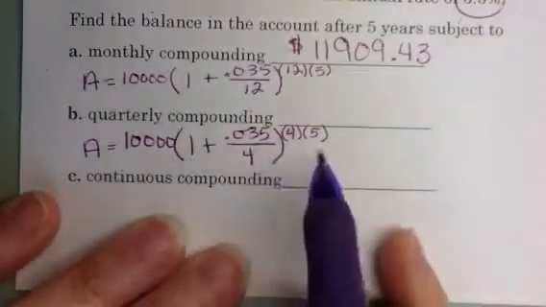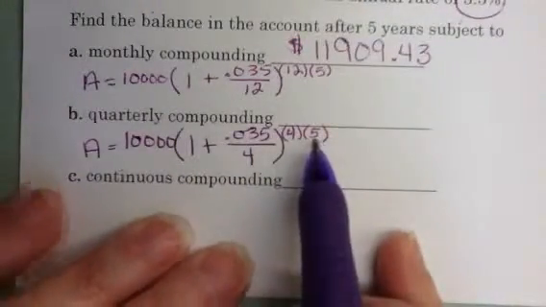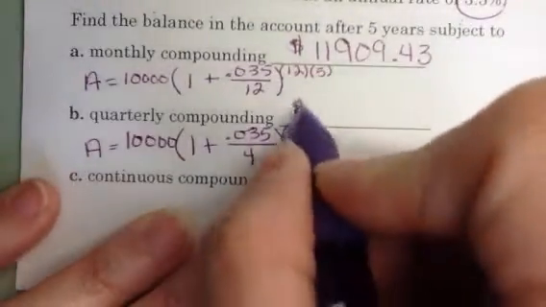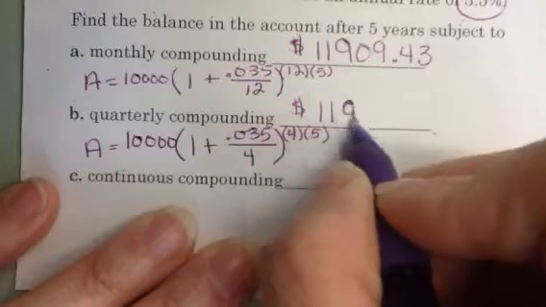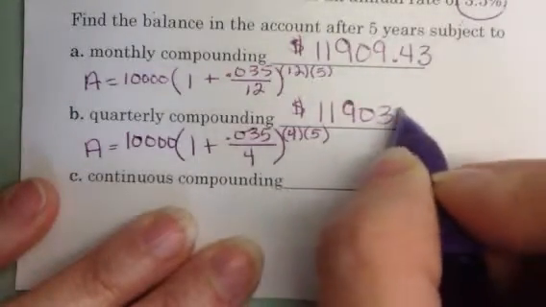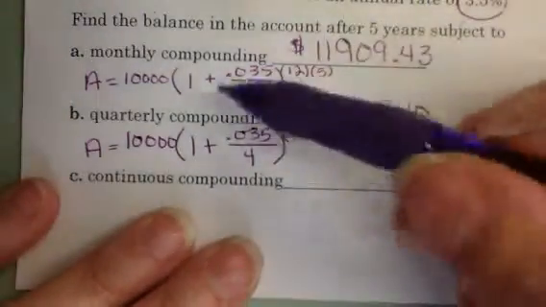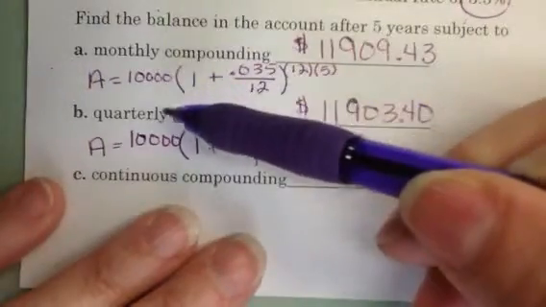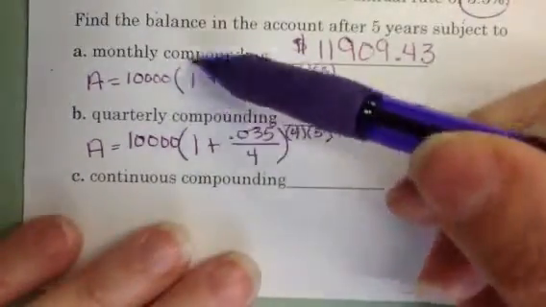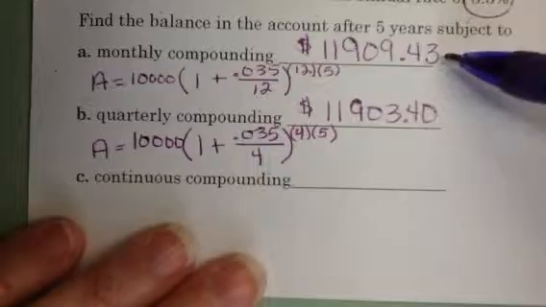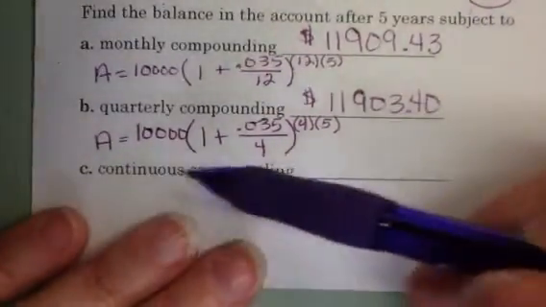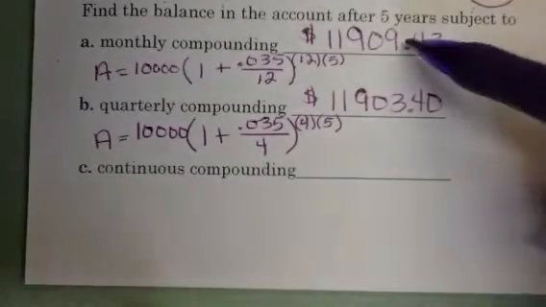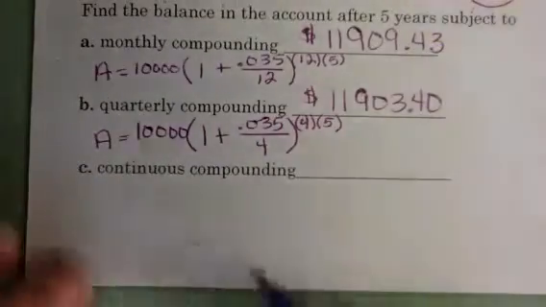Type that in your calculator, and again, you might want to go ahead and multiply that and put that in as a 20, and you should get $11,903.40. So you see, monthly is compounding more than quarterly. So you're going to end up with more money the more often you compound. Okay? Now, what if we're continuously compounding? We should be making more than this if we're continuously compounding.